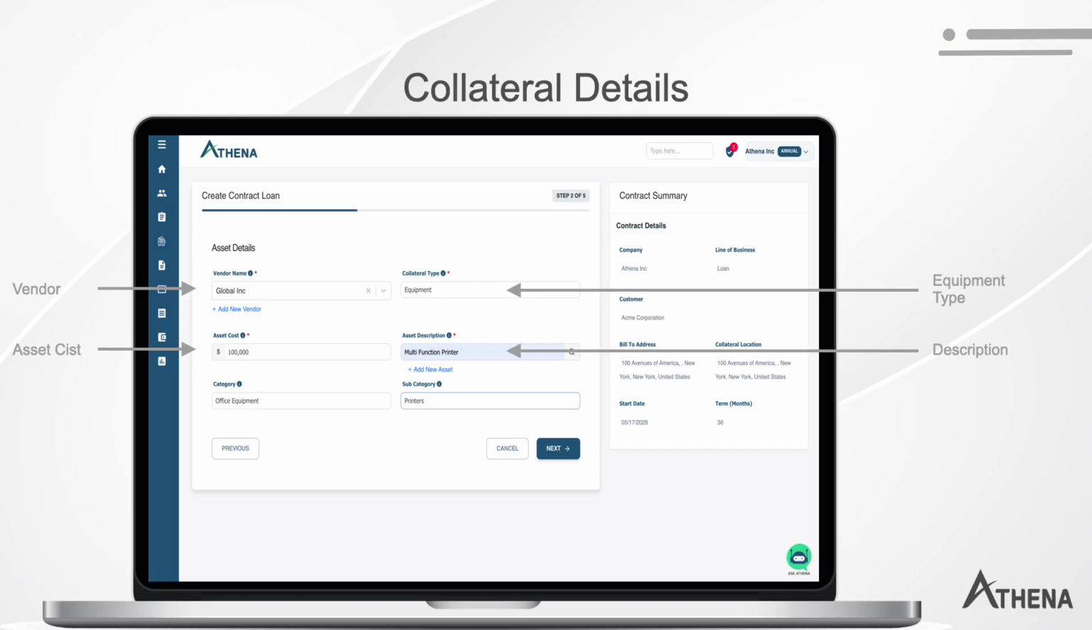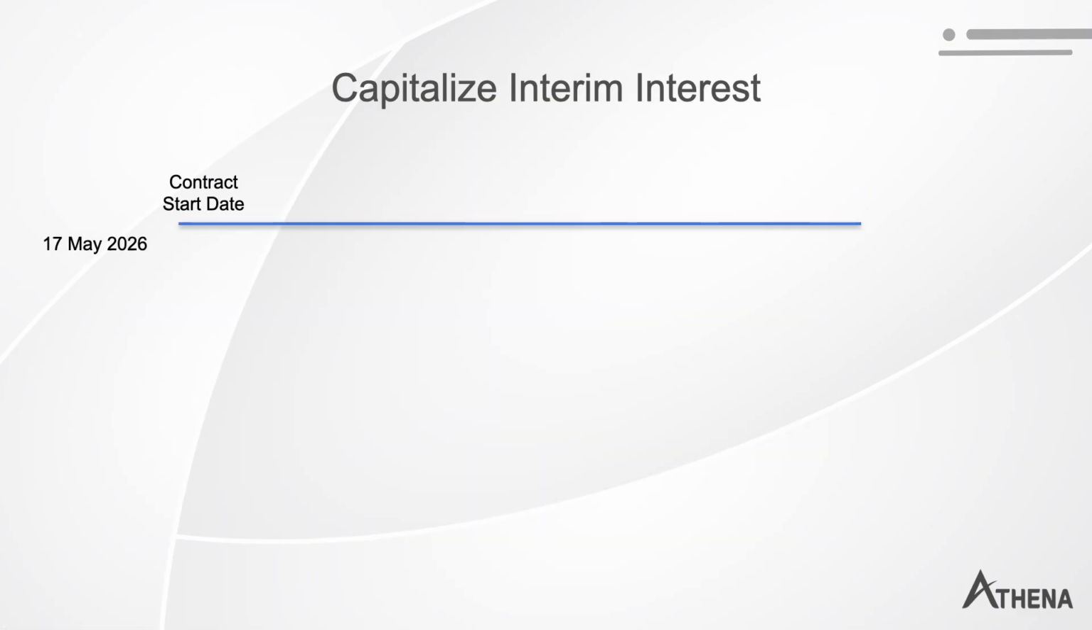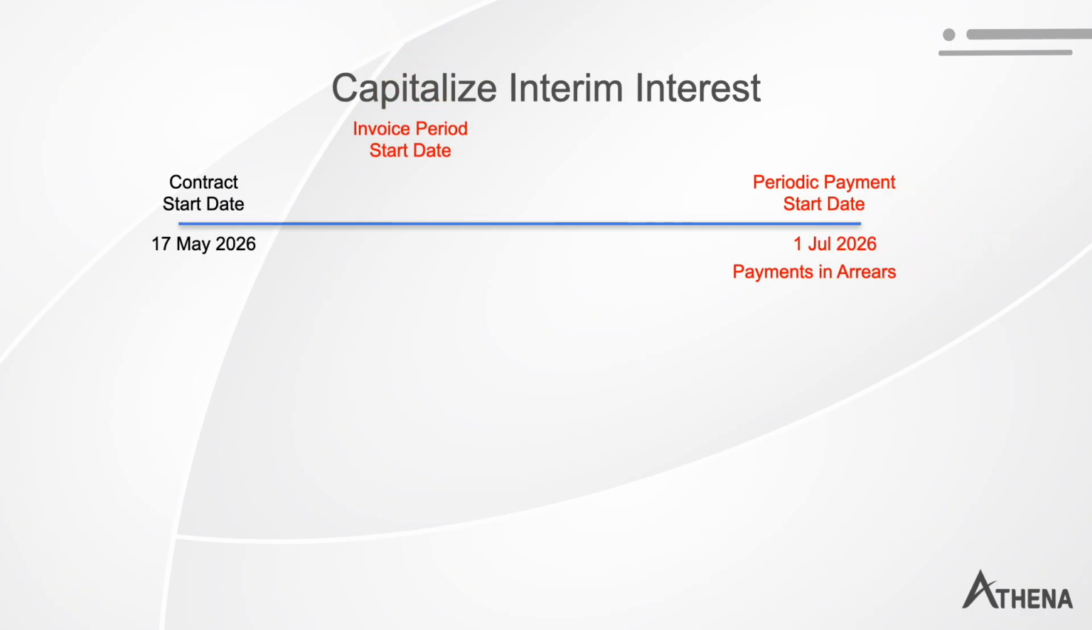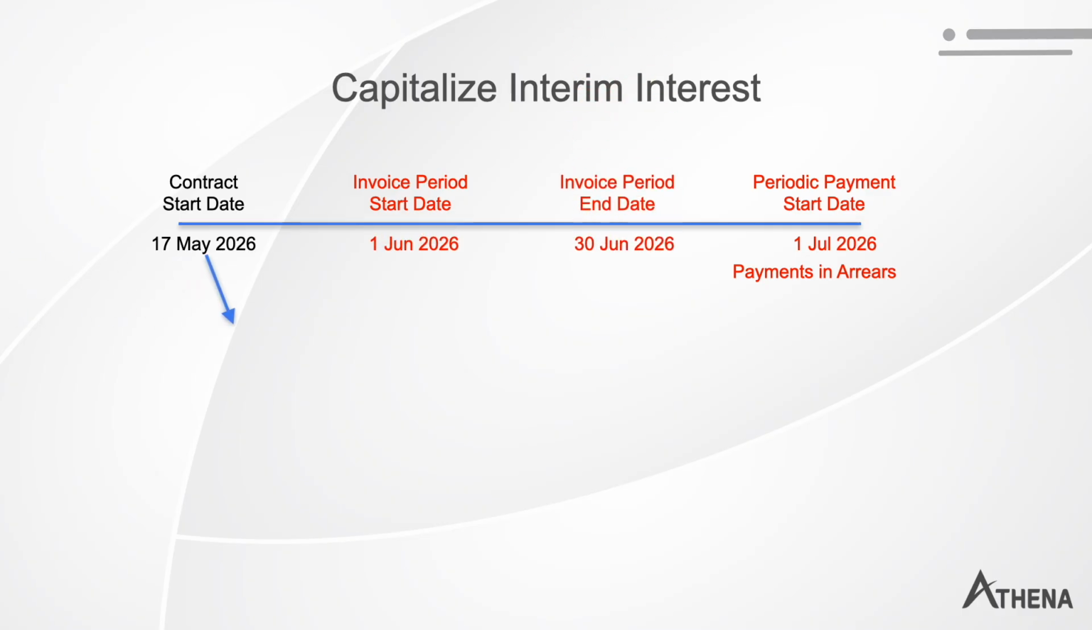If the periodic payment start date is more than a month after the contract start date, interim interest between the contract start date and the invoice period start date is added to the loan principal, that is, capitalized to compute the payment amount.